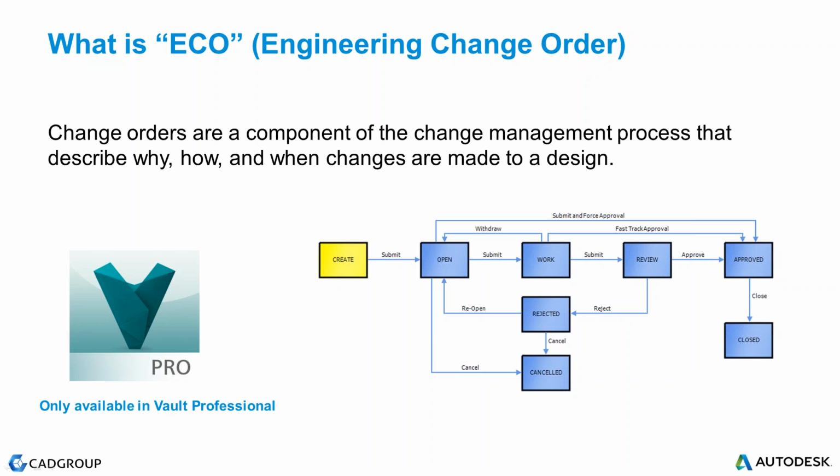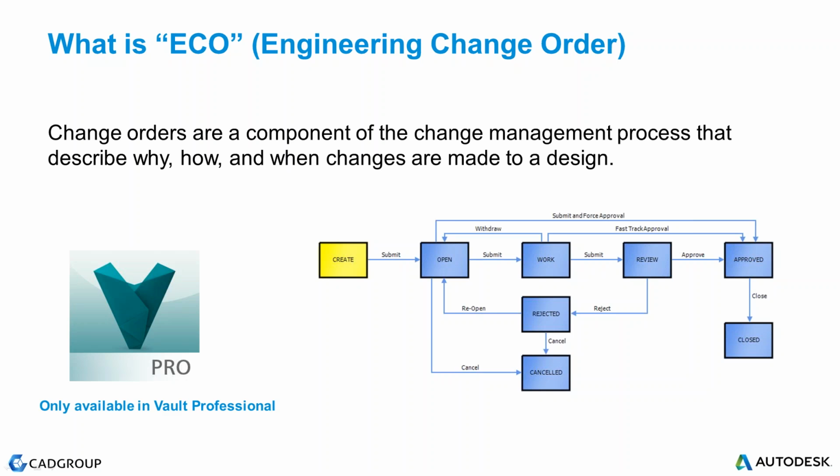It also stops, say, maybe an inexperienced user from just diving straight into your files and making changes without the correct authorization. But I will show how that is all set up once we get into Vault. Now, the ECO functionality is only available in Vault Professional. So Vault Basic and Vault Workgroup do not have this functionality. It is only available in Vault Professional.